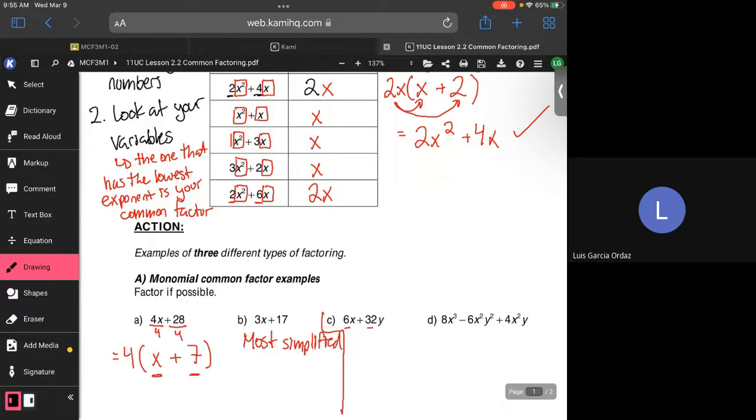Brooklyn. 6. Can I divide 32 by 6? Does it give me a whole number? Olivia? 2? Okay. So let's take out the 2. Because if I do 32 divided by 3, I don't get a whole number, right? No. So between x and y, because they are different variables, the only common factor I have is 2, which means I have to divide everything here by 2.